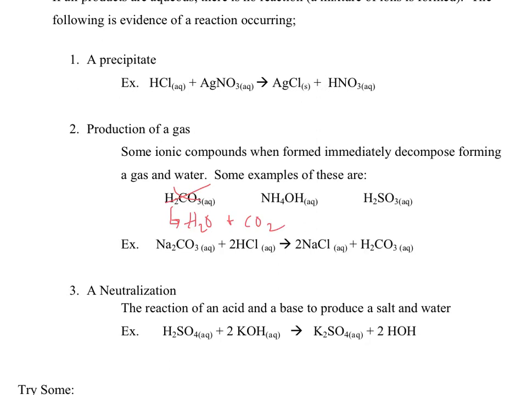Another example is ammonium hydroxide, NH4OH. When you piece this together as a product, really you should be writing water plus NH3. NH3 gas, sometimes you see bubbles, but it has a distinctive odor. It smells like cat pee or hair dye.